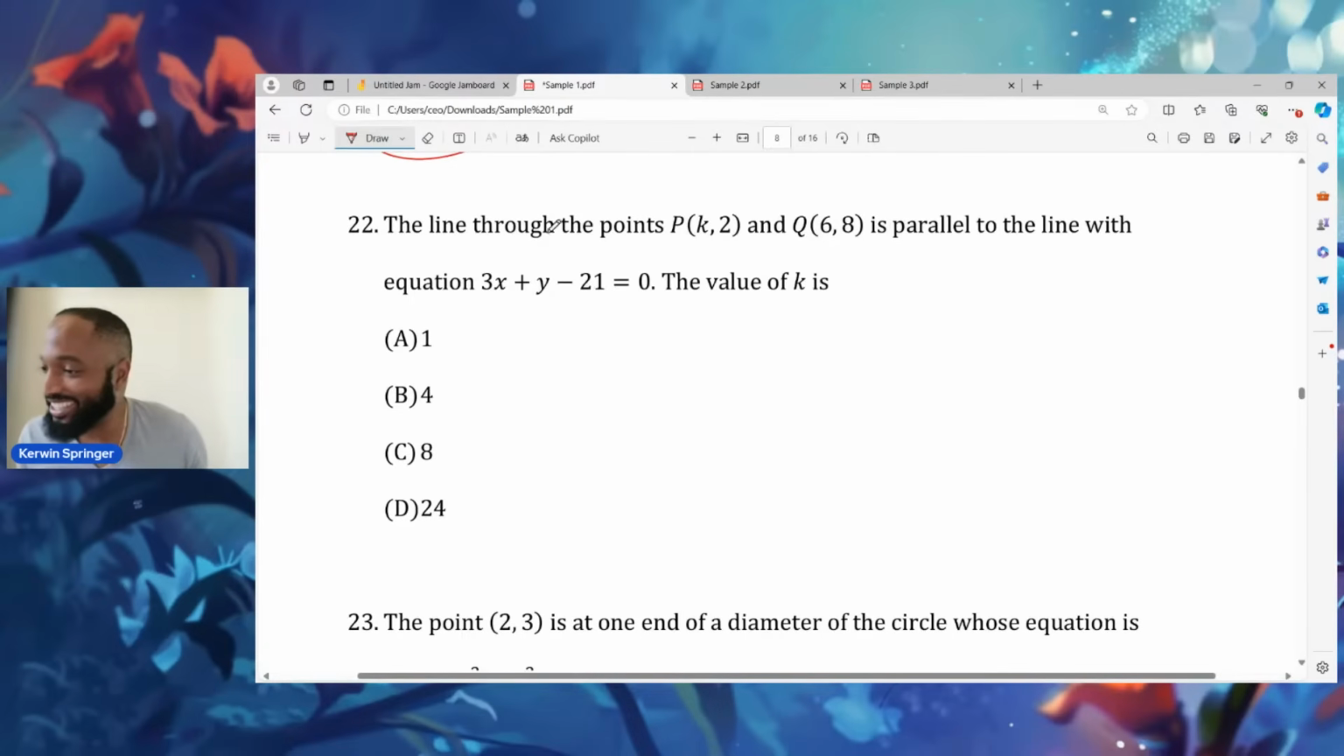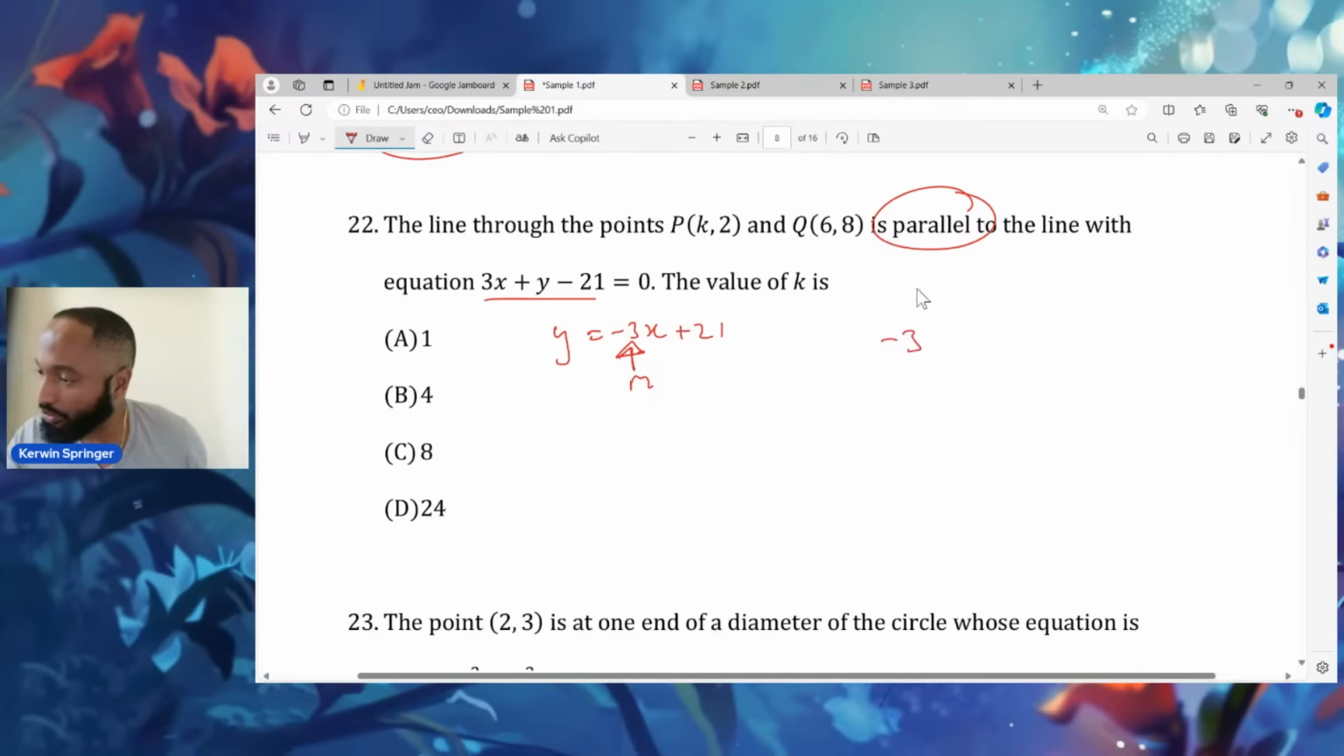The line through points P, (k, 2), and Q is parallel to the line. What's the value of k? So they're asking you to find the gradient, in other words. If I rearrange this, I would be able to pick out the gradient. When the 3x comes across, it will turn negative. So the 21 will switch, but we're not really interested in that. This is what we're interested in. This is the gradient. And they said it's parallel.